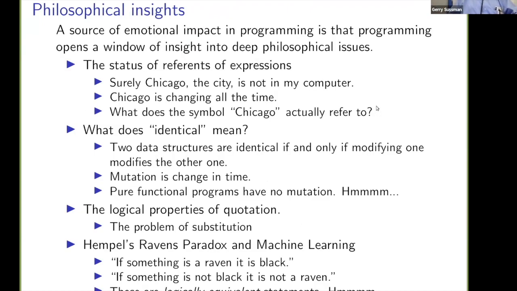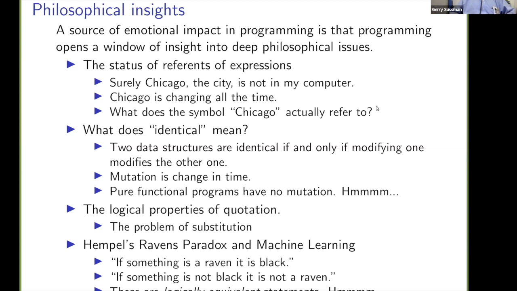So here's a powerful source of emotional impact in programming. It is that you get to think about things that are philosophically significant. And I mean this really, because every time you're writing a program, you're encountering things that have bothered philosophers for thousands of years. You're writing a program that's got some database, for example, that involves places in the world. So you have the word Chicago appearing somewhere. What does that refer to? It's very hard to understand what it refers to. The city isn't in my computer. What's worse, the city is changing all the time. What does the symbol Chicago mean?